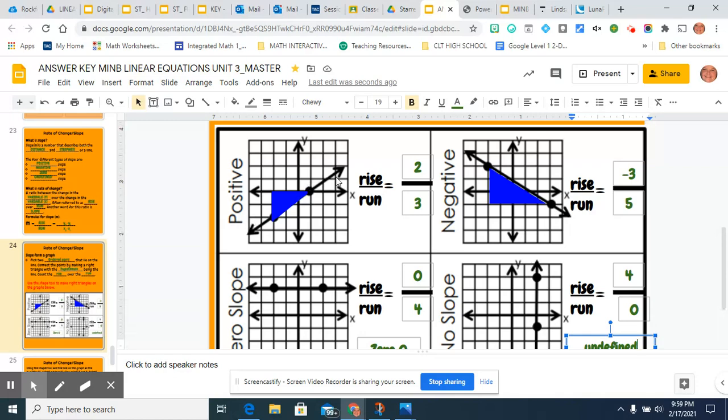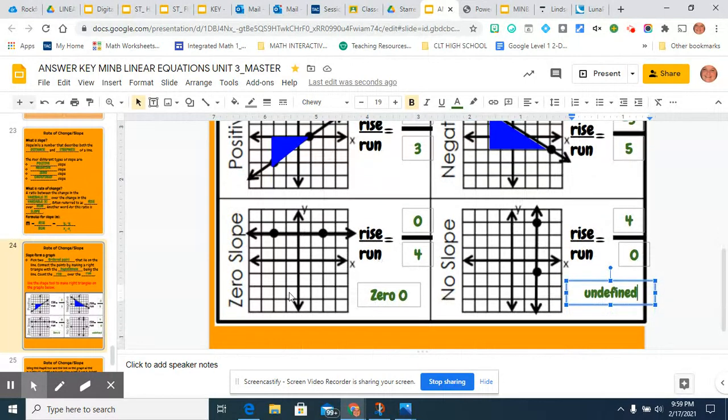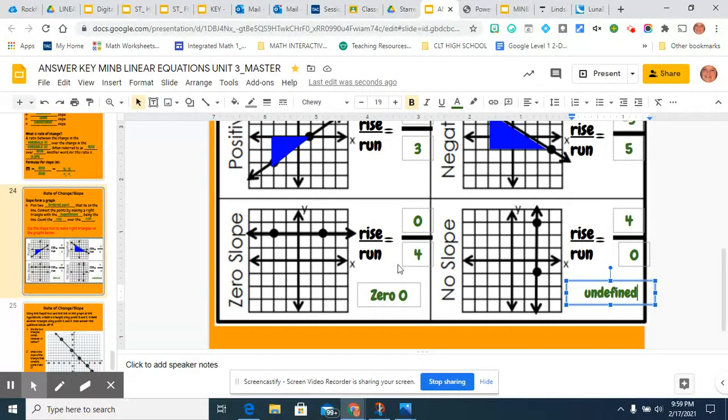Positive is uphill. Negative is downhill, and I have a negative rise number. Zero slope, I have a 0 on top, and I can walk on flat land. No slope, I can't fly, and therefore I can't divide 4 by 0. So this is undefined in mathematics. So that's kind of the basics of slope and how you would find it from a graph.